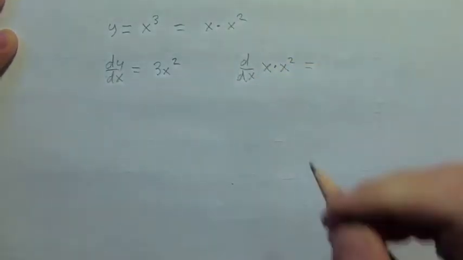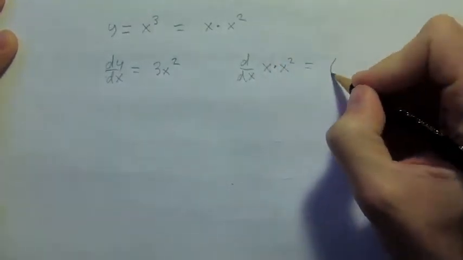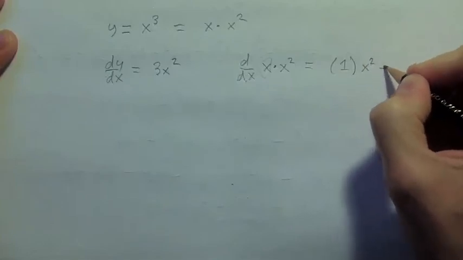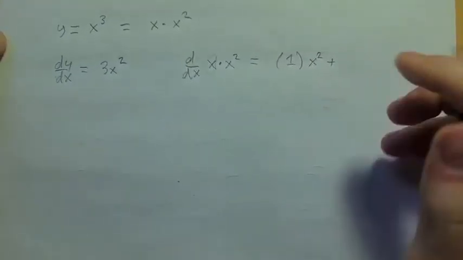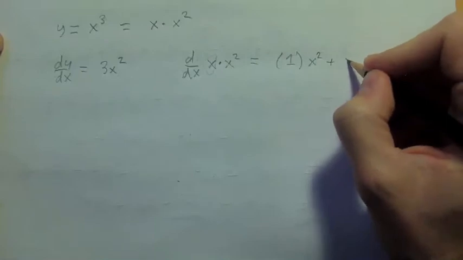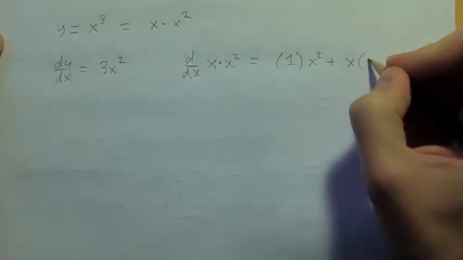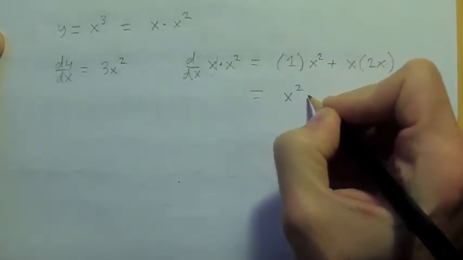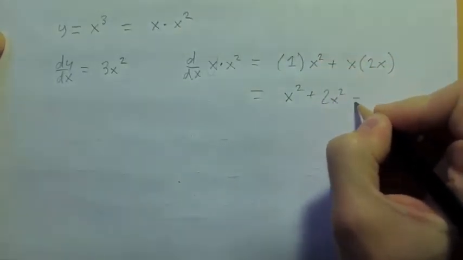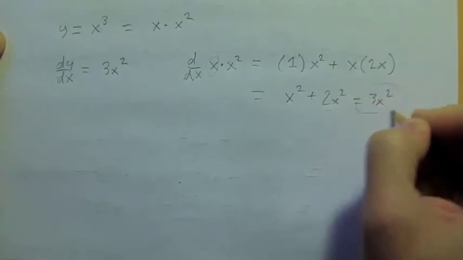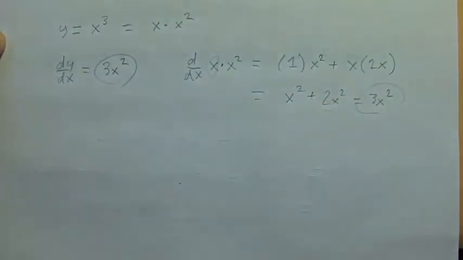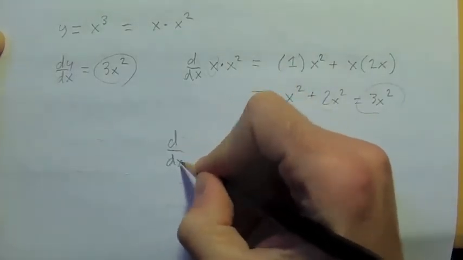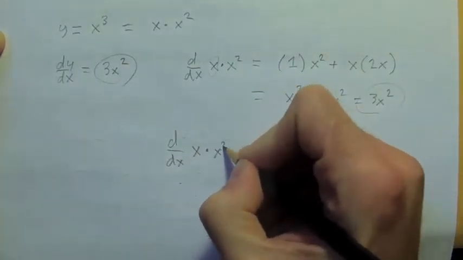And using the product rule, it would be the derivative of the first, which is 1, times the second, left alone, plus the first guy left alone times the derivative of the second. So we would end up getting x squared plus 2x squared, which is 3x squared. So we end up getting the same thing. Okay, if we use that bogus product rule that we might think is true, right?